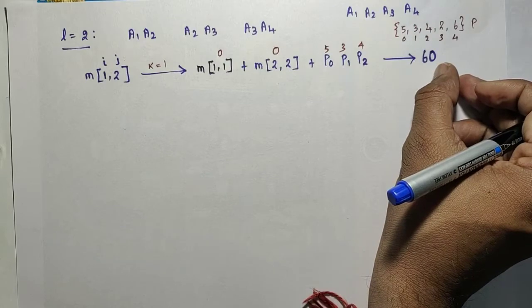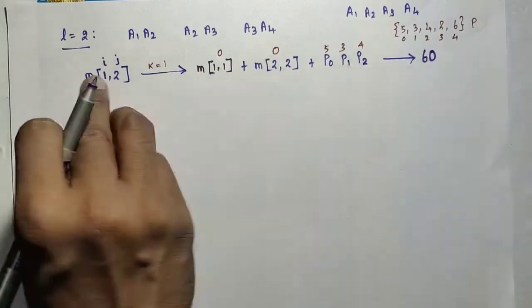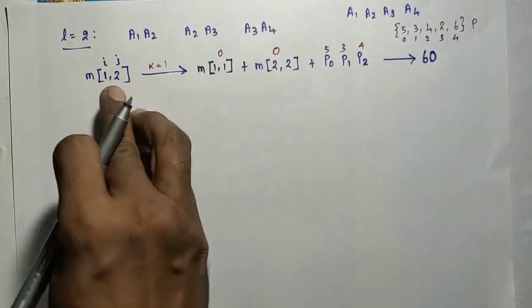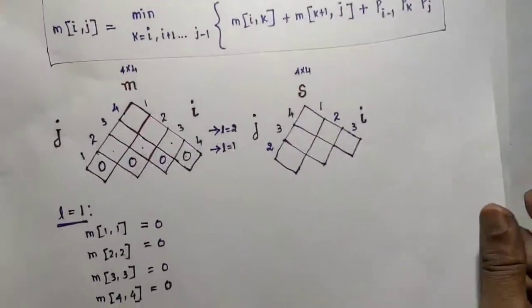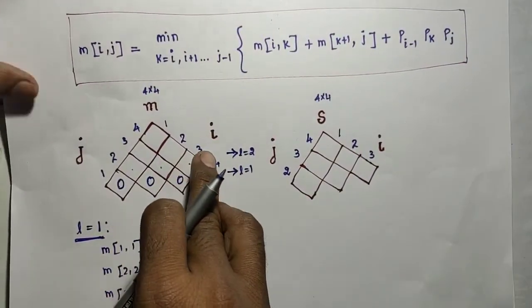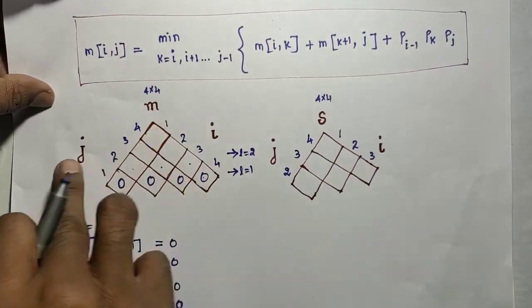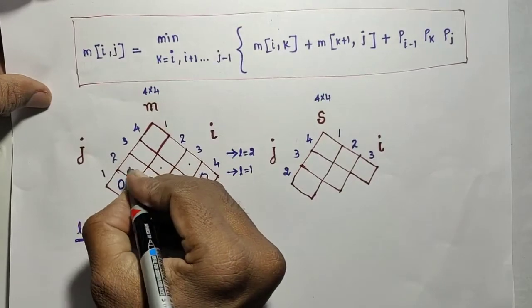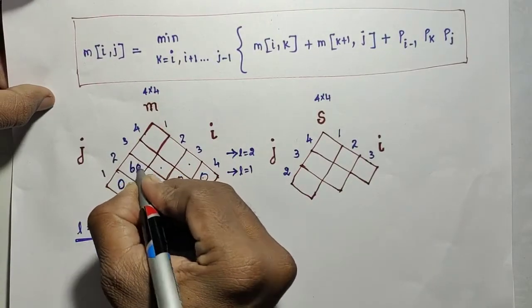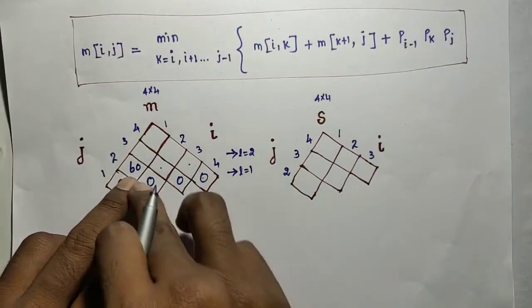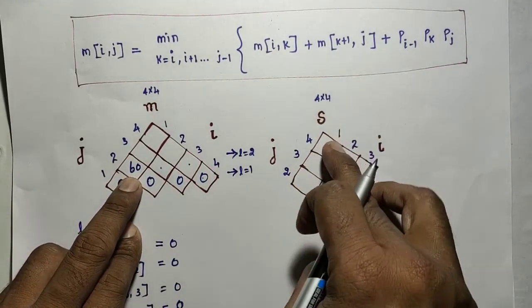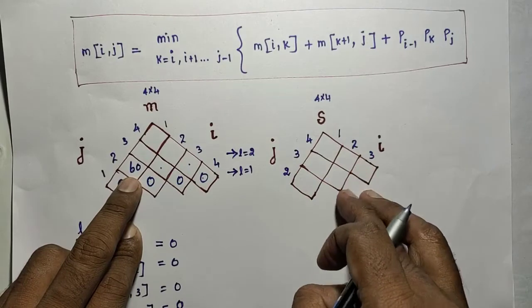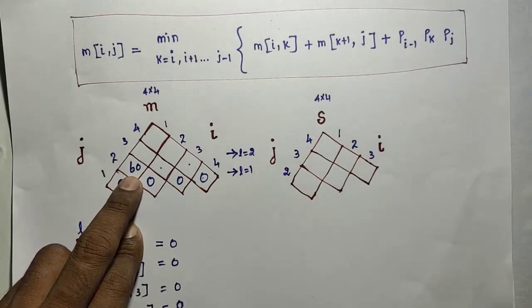Minimum is only 60. So that needs to be filled in m of 1 comma 2. Here i is 1 and j is 2, so that needs to be filled with 60. This we got, the corresponding 1 comma 2 in s. Previously for 1 comma 1, 2 comma 2, 3 comma 3, the s value is not there, so there is no need to fill it.